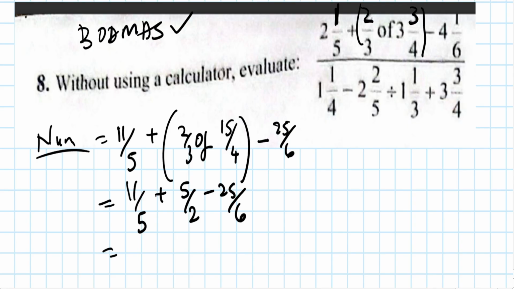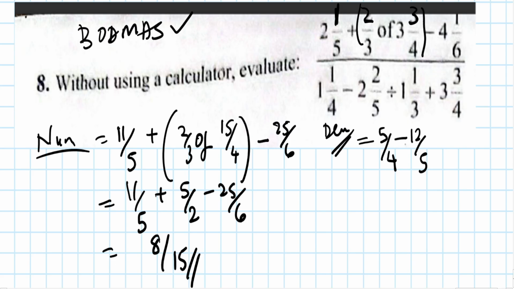Now let's add all of this up. There is no need to stress, we have our calculators. But you need to show 25 over 6 is going to give us 8 over 15. So that is the numerator. The denominator is also easy. 1 1 over 4 is written as 5 over 4, minus 12 over 5 (5 times 2, 10, plus 2, 12), divided by 4 over 3 plus 4 times 3, 12, plus 3, 15 over 4.